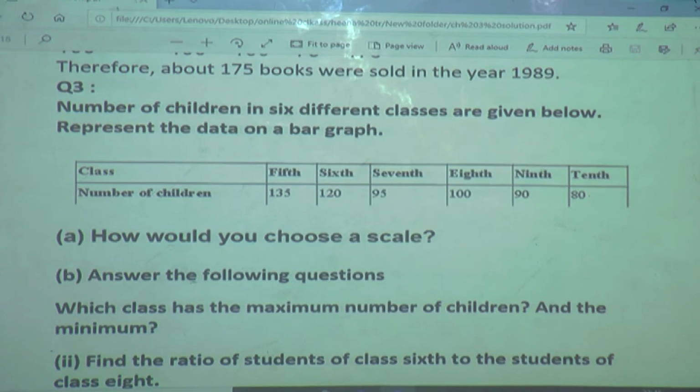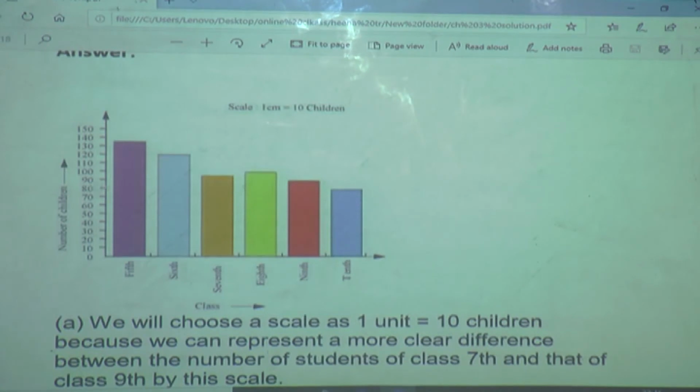Already I had told we have to choose the scale by seeing the difference, or we have to see the lowest term and the highest term, and in between the scale should be arranged. So we will see one by one questions related to this. This is a graph which should be drawn on a graph paper. Already I had used the graph paper but it was not visible clearly, so I have used the colored bar graph, so it will be easier to understand.